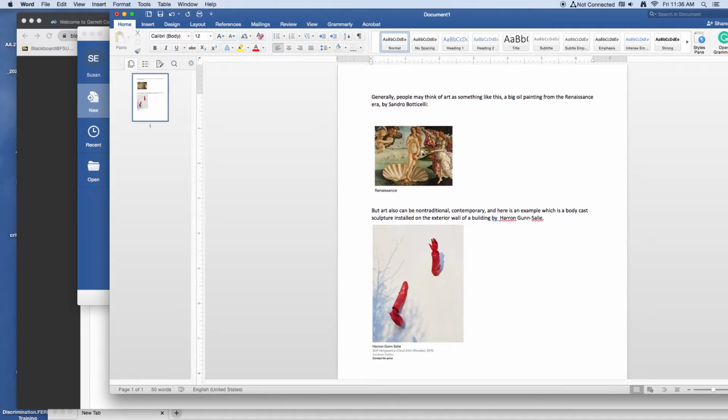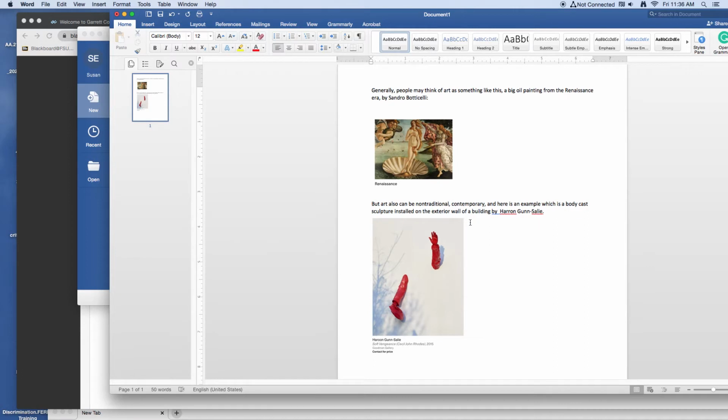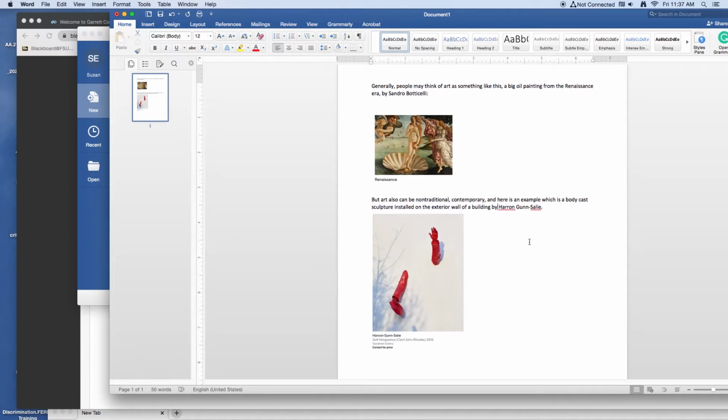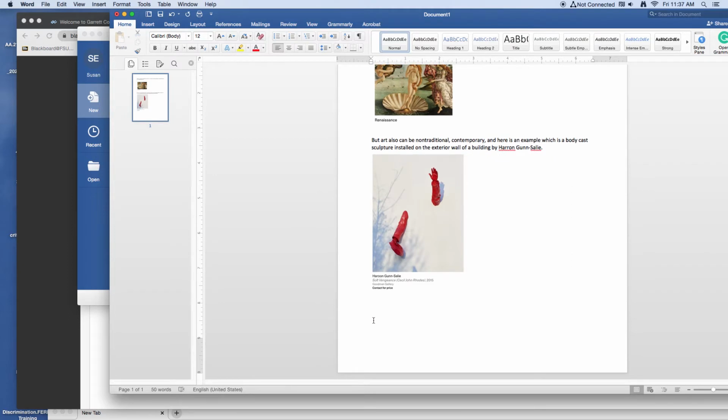Okay, big painting. But art can also be non-traditional, contemporary, and here's an example, which is a body cast sculpture installed on the exterior wall of a building. See? Wow, wild. By Harun Gonzalez. Okay.